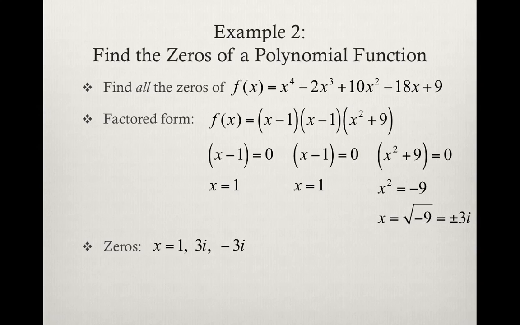So these are including all of the possibilities. We've got the real numbers, we've got the imaginary numbers, and keep in mind that 1, even though we're only listing it once, it is a repeated 0. It really counts as 2 distinct zeros, and therefore we really did get 4 zeros in total like we expected.